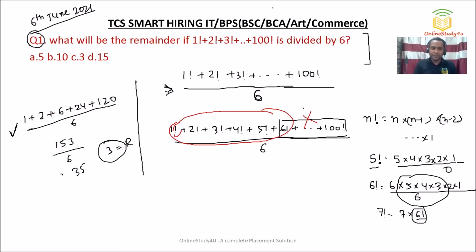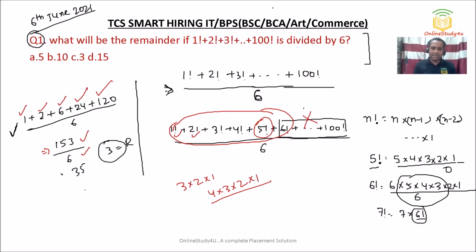1 factorial will be 1, 2 factorial will be 2, 3 factorial means 3 into 2 into 1, that is nothing but 6. 4 factorial means 4 into 3 into 2 into 1. All those things you should know. So 12 into 2 will be 24, and 5 factorial will be 120. If we add everything, you'll be getting 153 by 6.